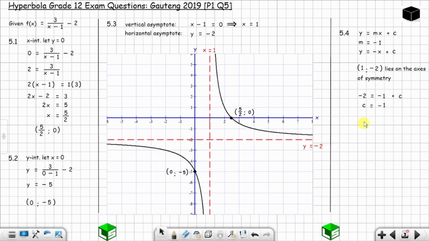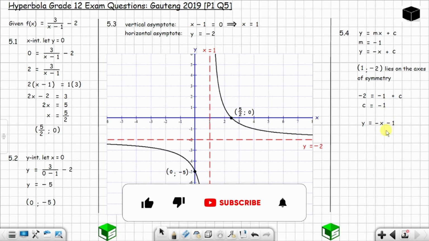And finally, the equation of the axis of symmetry is y is equal to -x plus c, where c is equal to -1. So y is equal to -x minus 1. This is the equation of the axis of symmetry, the one which is a decreasing function. And we are done with question 5 from Gauteng 2019.